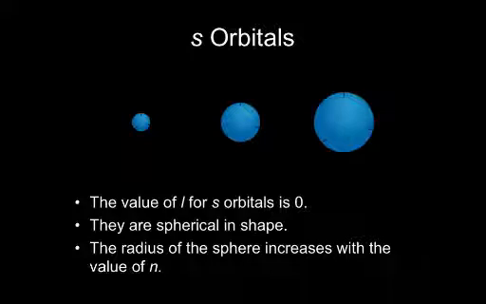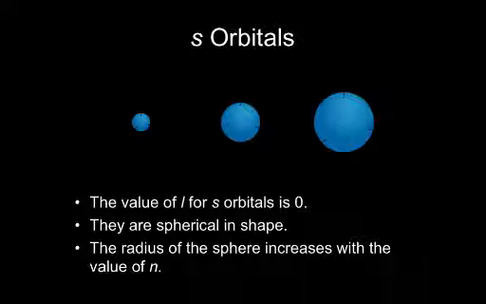So the s orbital we talked about before. There is only one orientation of the s orbital. So if you imagine a three-dimensional space, there's only one way that that sphere could exist in the three-dimensional space. We also talked about the value of l for s is 0. Like we said, they're spherical in shape, and the radius of the sphere increases with the value of n.